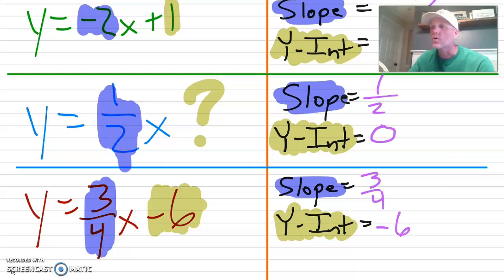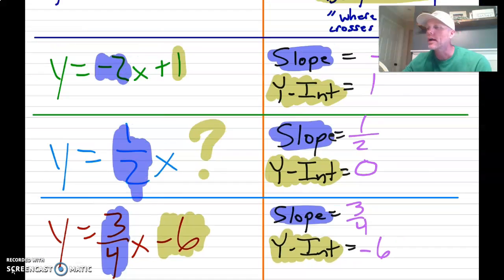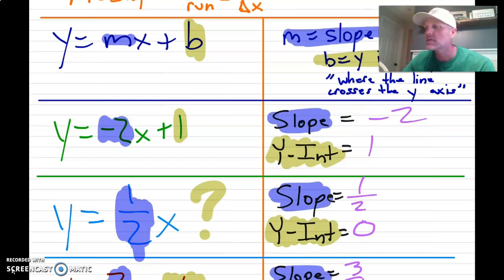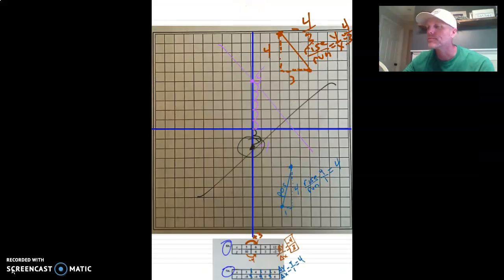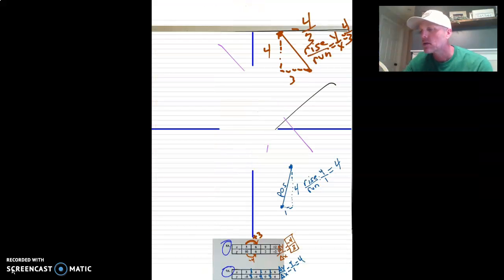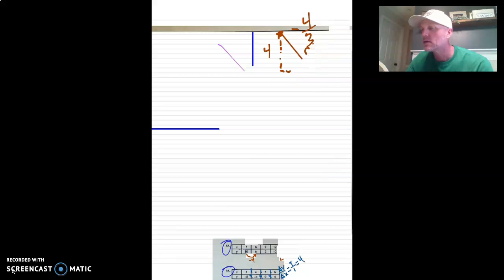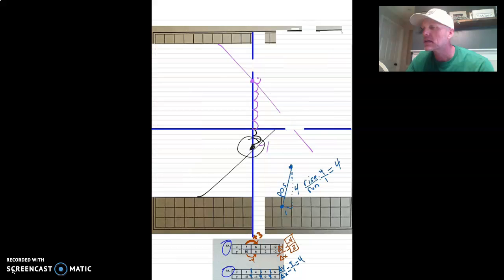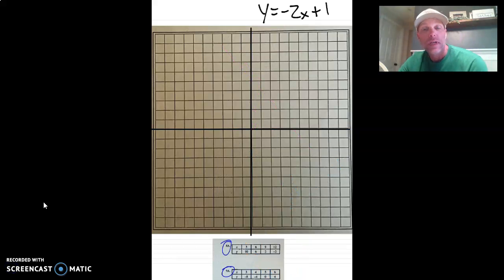So how about I graph some of these for you so you can kind of see what they look like. Alright, so I'm going to do this one right here. Y equals negative 2x plus 1. Alright, let's see here. Oh boy, I should undo that. All right, y equals negative 2x plus 1. Okay, so that is in slope-intercept form.